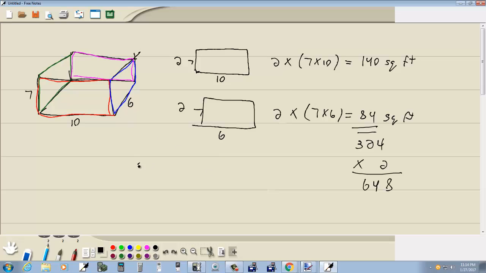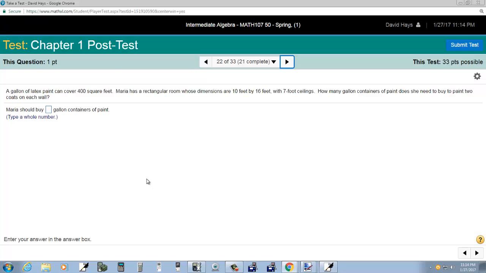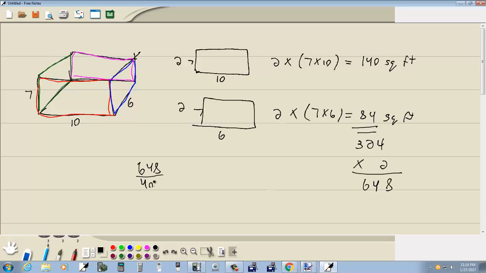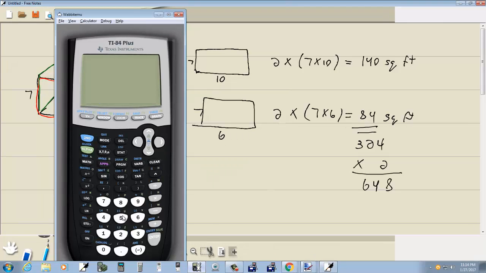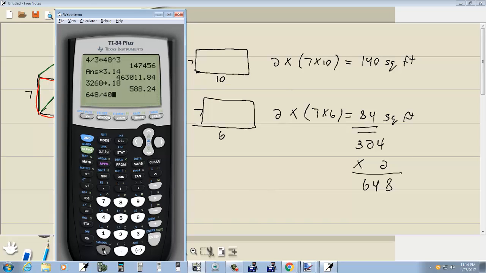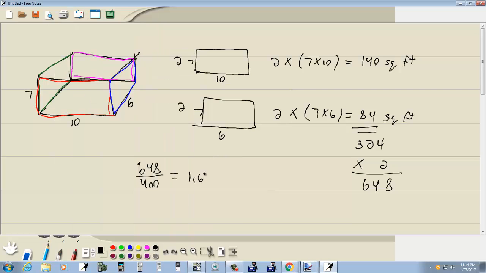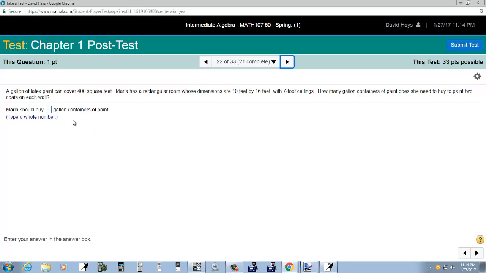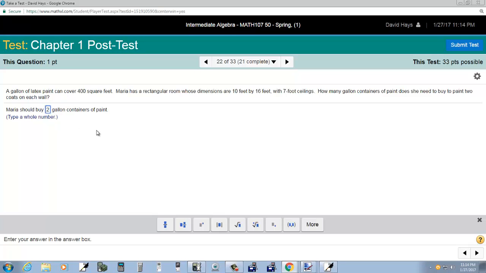So if we take 648 divided by 400, I feel like I'm missing something in this problem. 648 divided by 400, 1.62. Now, of course, you can't buy 1.62 gallons of paint, so we're going to put in 2 gallons. If you buy 1 gallon, that's not enough. 2 gallons would be enough.